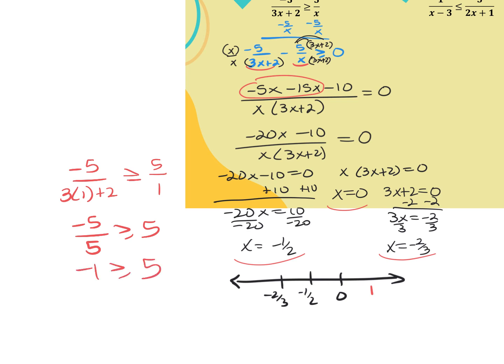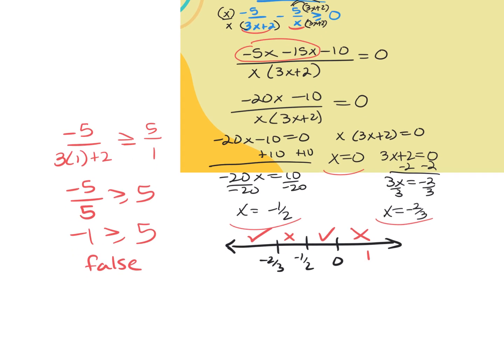-1 is not greater than or equal to 5. This is a false statement. So where 1 is located, this is an X, a check, an X, a check, and now my graph.